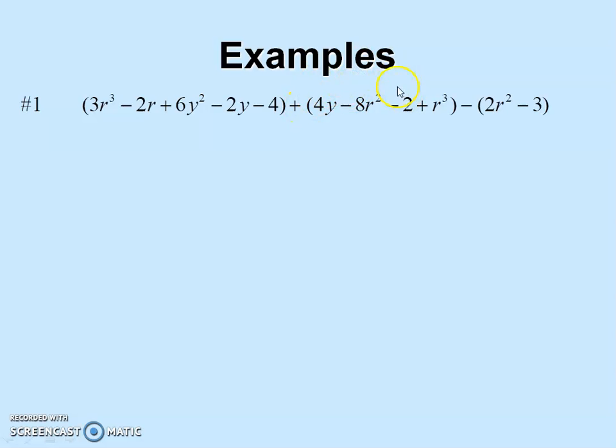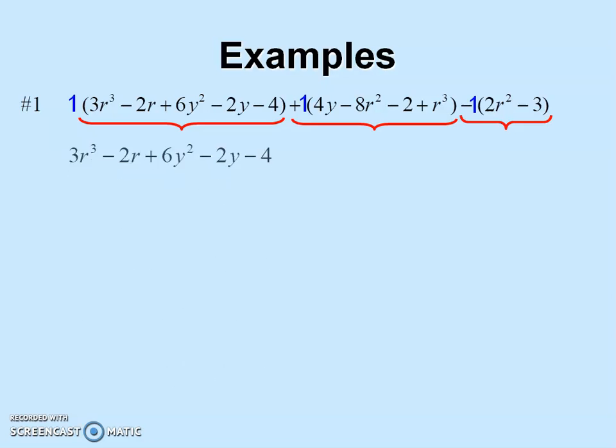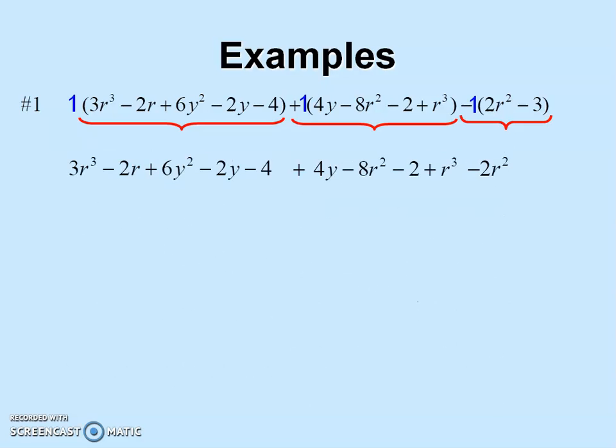adding a negative, adding a negative, adding a positive, all of the signs of those individual terms will stay the same. I'll still have plus 4y minus 8r squared minus 2 and plus r cubed. But here, this means that I am subtracting this. So I'm going to take away 2r squared, and it means that I'm going to add 3. Subtracting a negative means adding. So this is what I would end up with. These terms here, these signs change, and then I would group together all of the like terms.